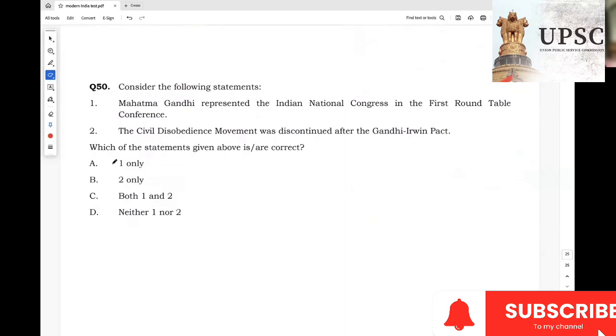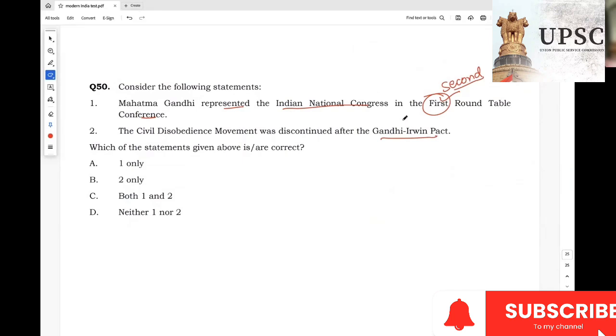Okay, we are at the last one. Mahatma Gandhi represented the Indian National Congress in the first round table conference. No. Second. This answer is very easy. Why second? Because of the Gandhi-Irwin Pact. So the Gandhi-Irwin Pact was signed.